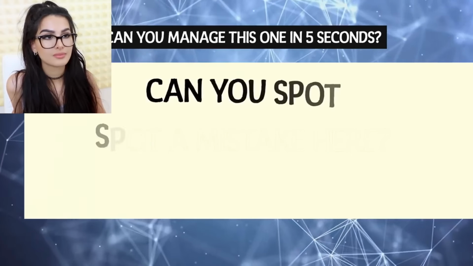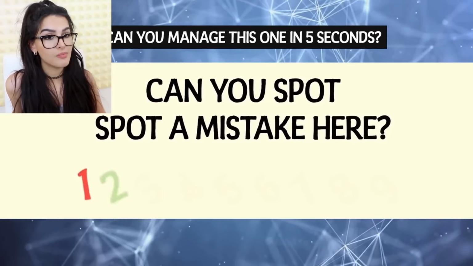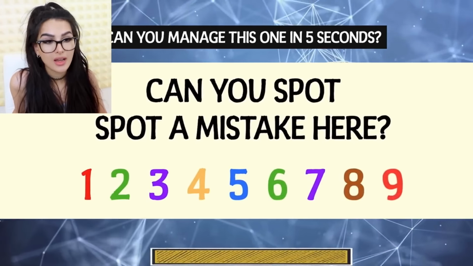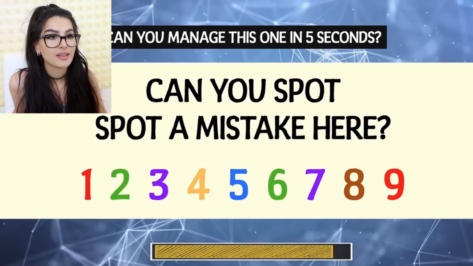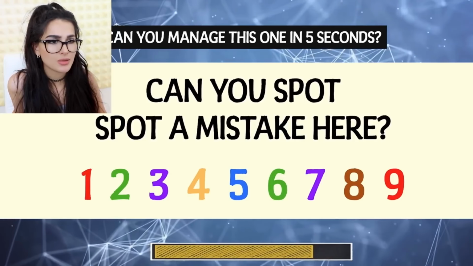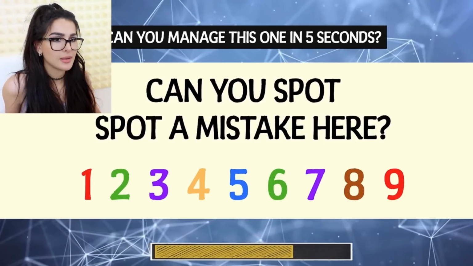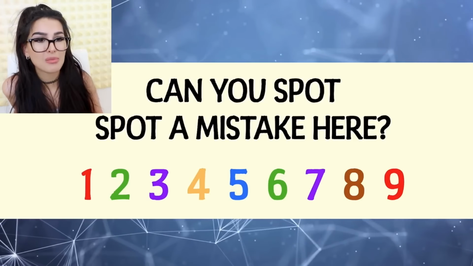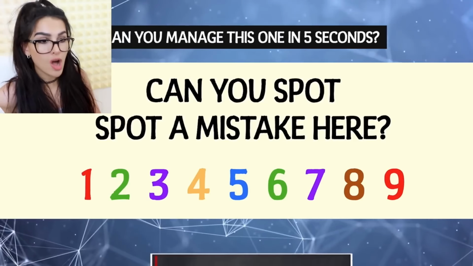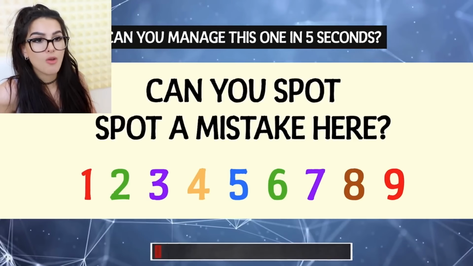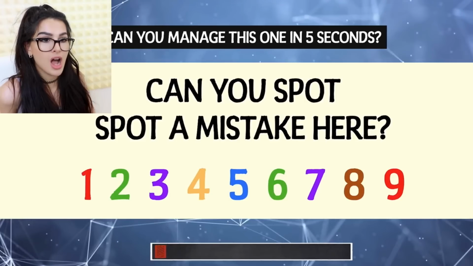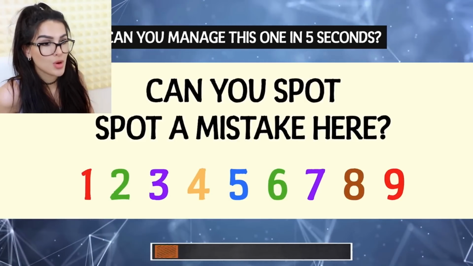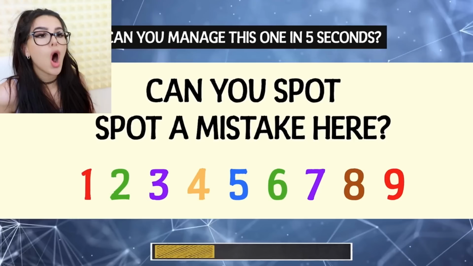Can you manage this one in 5 seconds? I'll give you 20 seconds, but try to solve it as fast as possible. Spot a mistake. 1, 2, 3, 4, 5, 6, 7, 8, 9. Can you spot a mistake? What mistake? I'm freaking out because I'm looking here. I even have to pause it beyond 20 seconds. I feel like I am over-evaluating this. Aha! Only one of the numbers is poop brown and piss yellow. Is that it? Is that what I'm looking for? Oh!